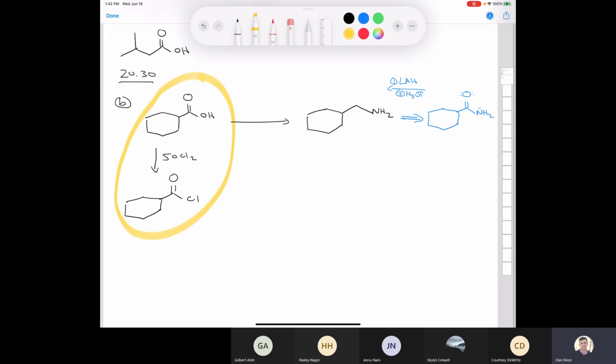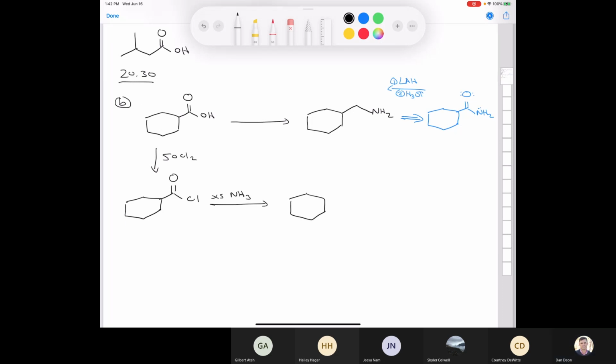Why? Because if you think about the hierarchy of all these carboxylic acid derivatives, which one is the most reactive? The acid chloride. So that's why we're going to make a heck of a lot of acid chlorides. Okay, now I treat this with excess ammonia, like that. I end up with my primary amide, like that.